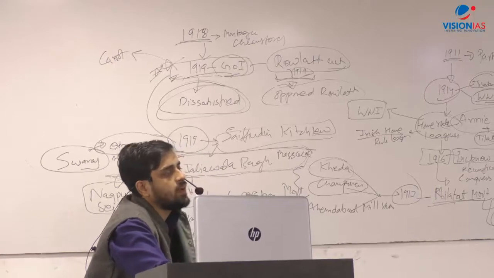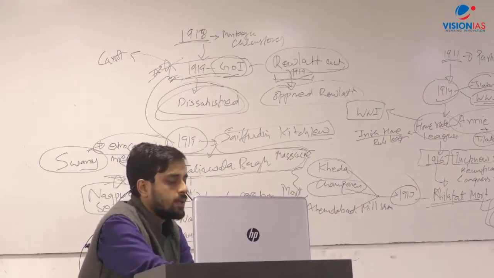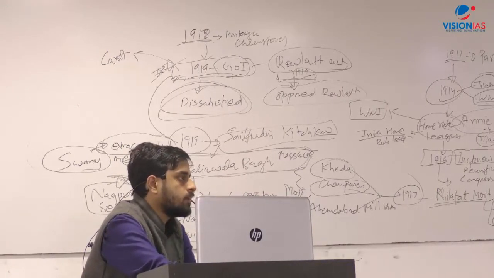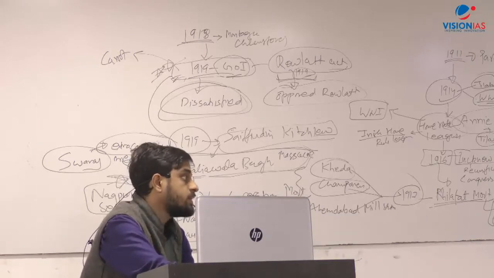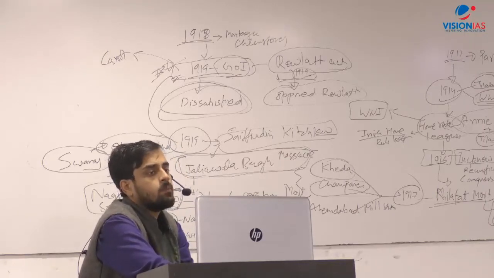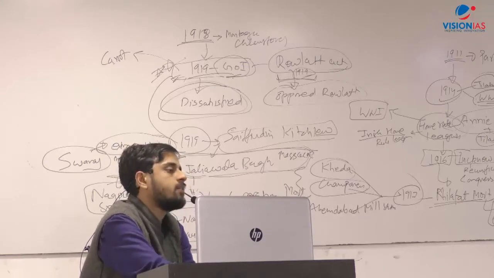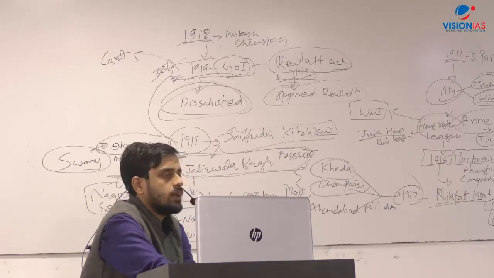But at the same point of time, there were three shades of opinion within the Congress. The moderates were of the opinion that... 1914 was also the year when Tilak was released from jail. And in 1914, the moderates of the Congress were of the opinion that they should support the British at this point of time because it was their constitutional duty also to do so.